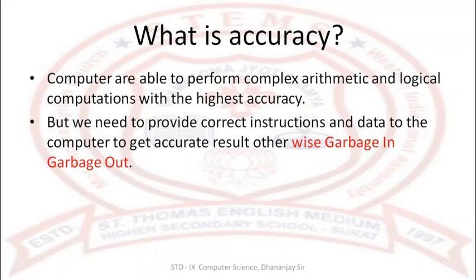For example, suppose instead of plus you are giving minus, instead of 4 you are giving 6. So this is a mistake done by the user. The computer always gives the correct answer. Even if you are giving a big computation, the computer always gives the right answer.